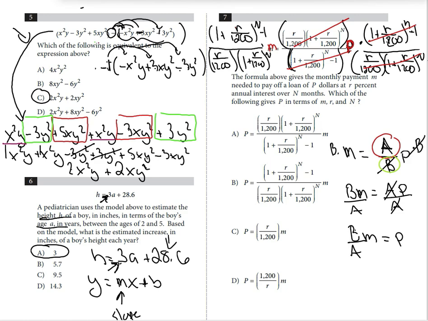So let's match this up, and I believe we should get b as our answer. All right, so we've got 1 plus r over 1,200 to the n power minus 1 in our numerator. Denominator is r over 1,200 times 1 plus r over 1,200 to the n power times m. Okay, so again, we look at this, it looks really complex and difficult. It's just assessing our ability to manipulate this formula, look at this equation, and isolate that value p.